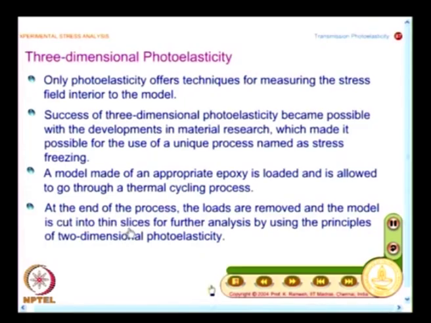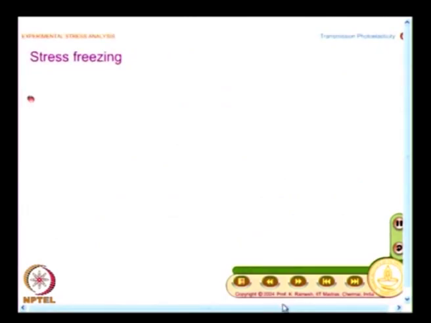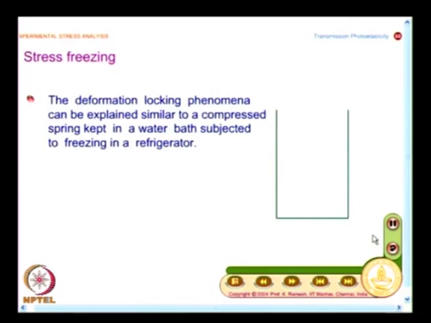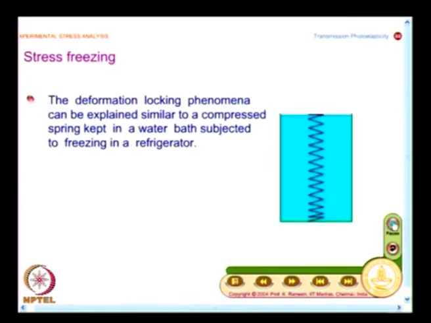So, the advantage here is that analysis can be done by using the principles of 2-dimensional photoelasticity. That is the greatest advantage. And what I do here, this is what you have as stress freezing, and I said that I will give an analogy.